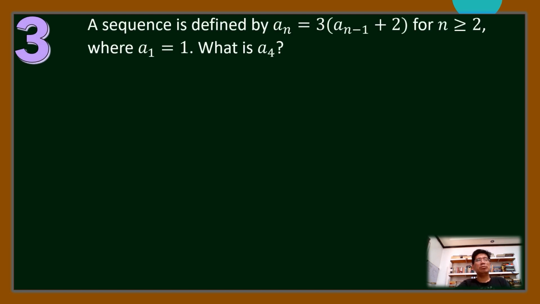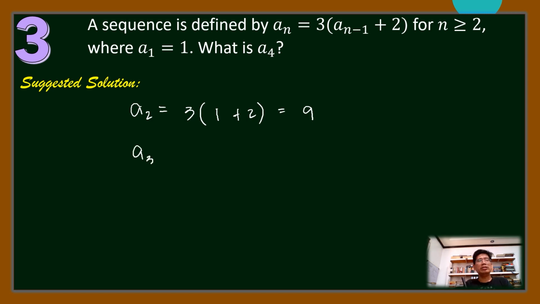Next number. A sequence is defined by a sub n is equal to 3 times a sub n minus 1, plus 2, for n greater than or equal to 2, where a sub 1 is equal to 1. What is a sub 4? Here's our solution. First, let us get a sub 2. Then we have 3 times a sub 2 minus 1, which is a sub 1, then that will be 1 plus 2, and this is equal to 9.